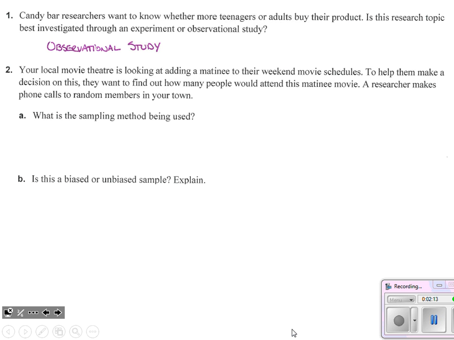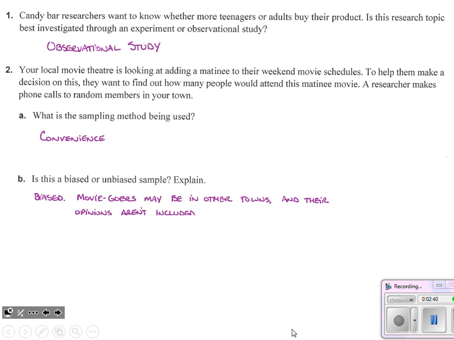Now, if I'm the teacher grading this, I could see two different possibilities happening. The first one is you can look at this as a convenience sample. Okay, so maybe they're only making phone calls to random members in your town. Well, they're just calling people that are local, so you think of that as a convenience sample, and I think you could defend that, definitely. Letter B, is this a biased or unbiased sample? Well, if we're seeing it as a convenience sample, then it would definitely be biased, right? Because if we're only surveying people in our town, then we're not including any moviegoers that may be in nearby towns. So their opinions aren't included in our survey.